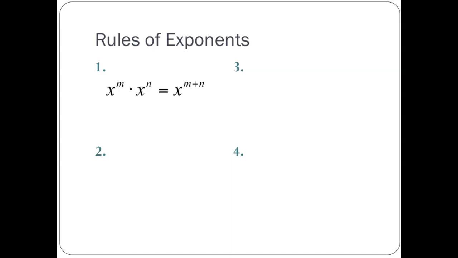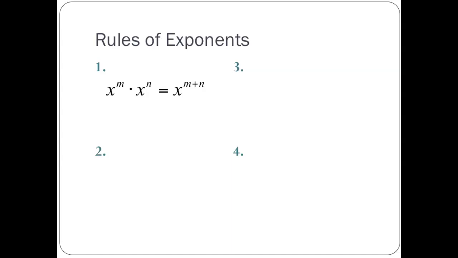So the first rule of exponents is that when you have the same base, so let's say you have this here, x to the m times x to the n, so they're both x as the base, then you can combine these by adding the exponents, m plus n. So multiplying things that have exponents on them, when the base is the same, you can add the exponents.